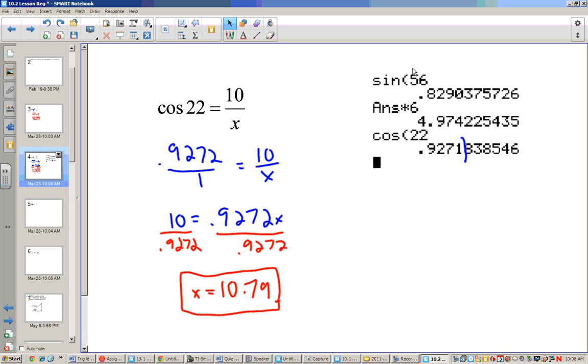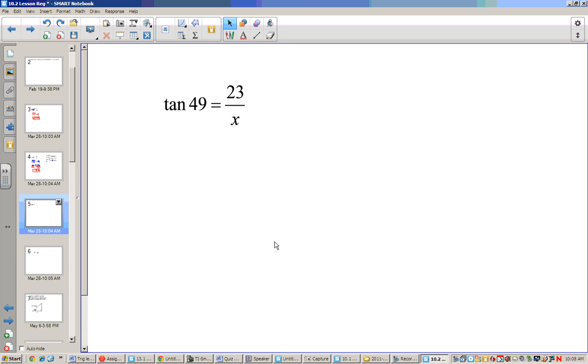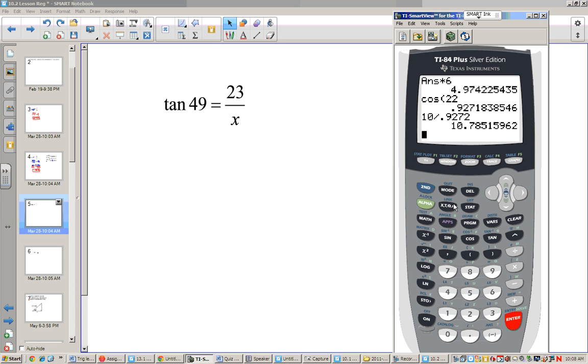All right, we have 2 more left. If you're understanding the process, pause the video, try to do it on your own, and see if you get the same answer I do. The first thing you do is find the tangent of 49, hit enter. That's 1.1504.